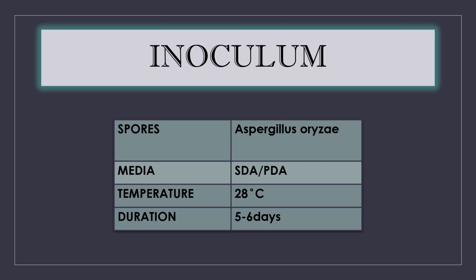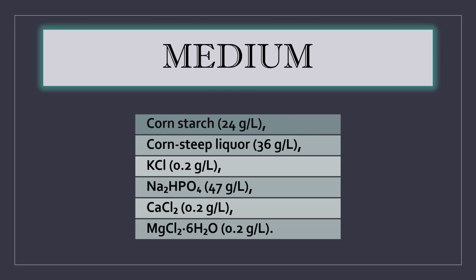Inoculum. The spore used for amylase production is Aspergillus oryzae. The media used for the cultivation of Aspergillus oryzae is Sabouraud dextrose agar or potato dextrose agar. The temperature required is 28 degrees Celsius and the duration of inoculum is 5 to 6 days. Medium: cornstarch, corn steep liquor, potassium chloride, disodium hydrogen phosphate, calcium chloride and magnesium chloride.